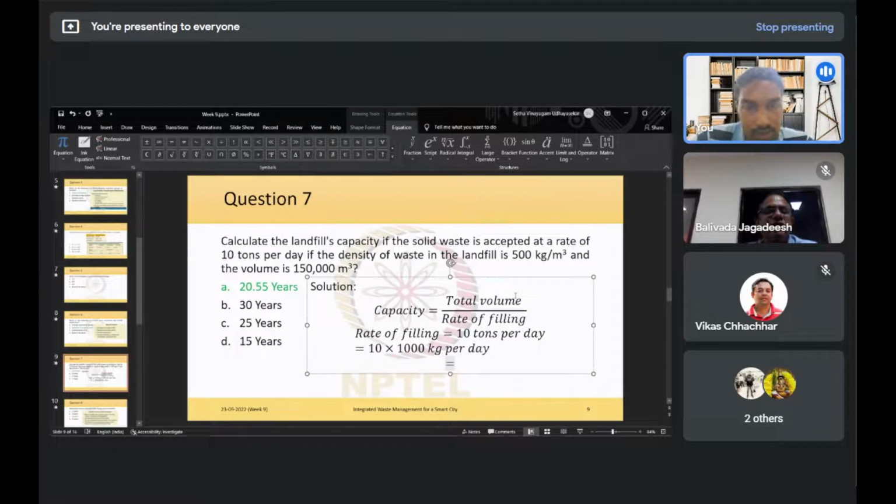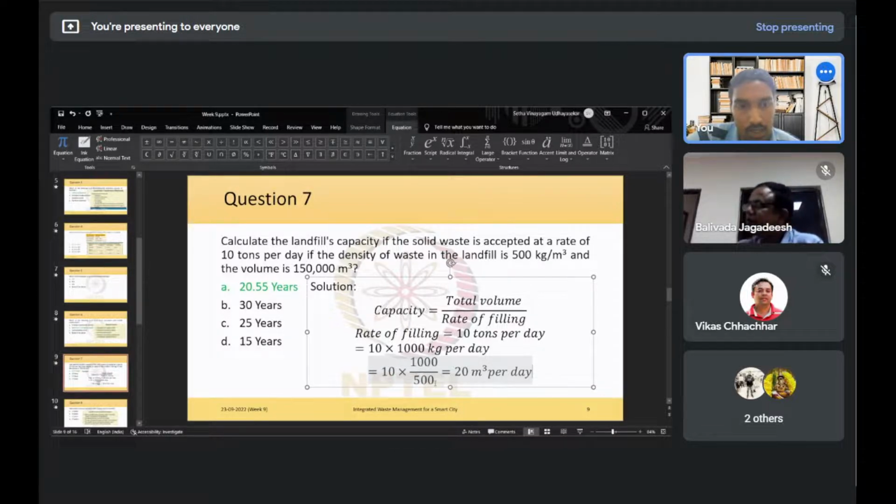So that is 10 times 1000, divided by 500 kilograms per meter cube, which gives us 20 meter cubes per day. So we have 10 tons per day, which is 10,000 kilograms per day. If we divide that by the density of 500 kilograms per meter cube, we get 20 meter cube per day. That is the rate at which we are filling the landfill.